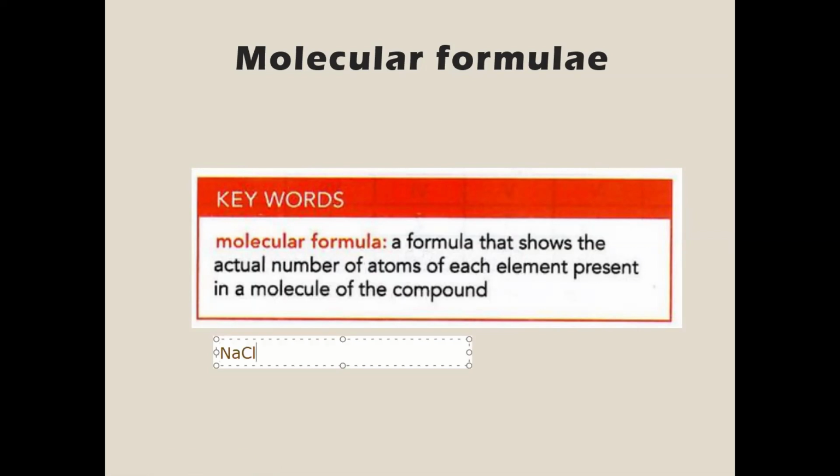NaCl. Okay. Usually, if you have an element with more than one letter, like sodium, Na, you will write the first letter in capital and the second letter in small. Cl, chlorine. So you will write the first letter in capital and the second letter in small. So this is the molecular formula of sodium chloride.